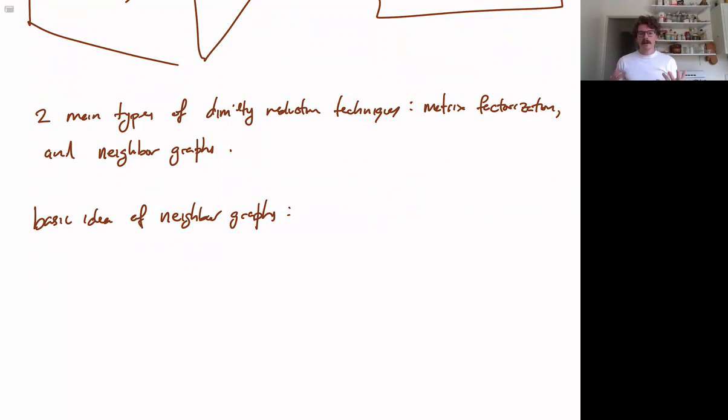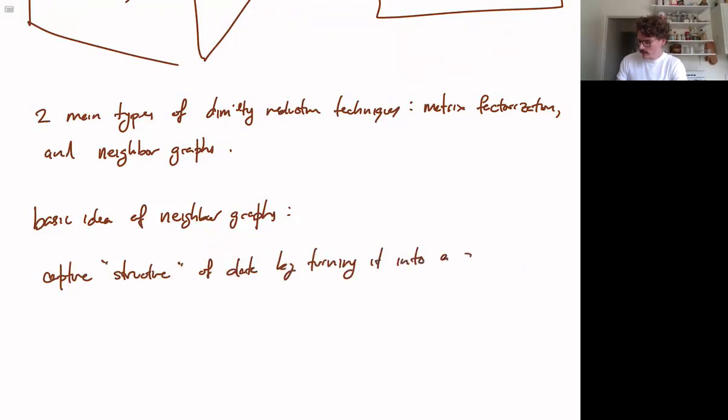Basically, it's an idea about how to represent the structure of your data in a way that is agnostic of dimension. So the idea is to capture the structure of data by turning it into a graph. And basically the content of how you design your algorithm and how you design your technique for dimensionality reduction comes into how do you turn it into a graph.